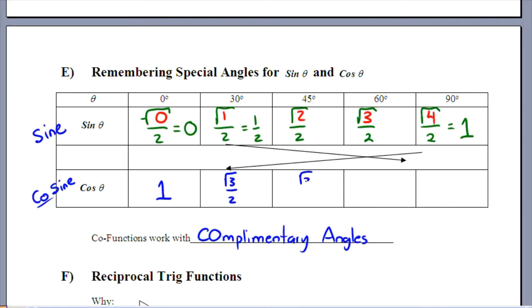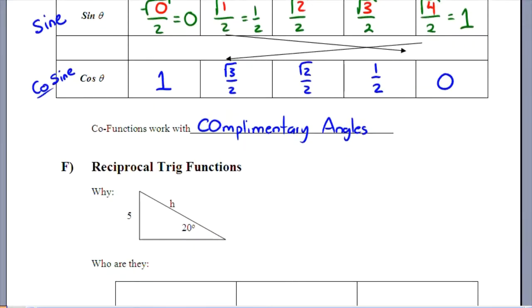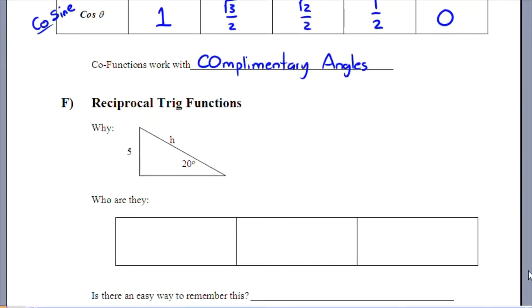Oh, I have a way of remembering that. It's root 2 over 2. Cosine of 60? Not a problem. Do the sine of 30 instead. It's a half. And then this last one here is 0. So that gets you at least the whole first quadrant done. And then we'll see at the bottom of this page ways that you can go and get any other quadrant ready to go. Next thing, reciprocal trig functions.